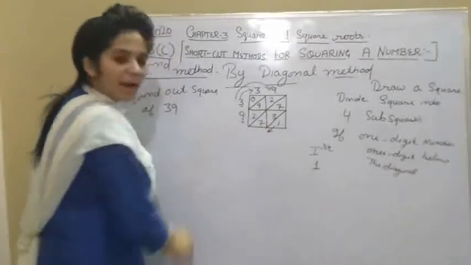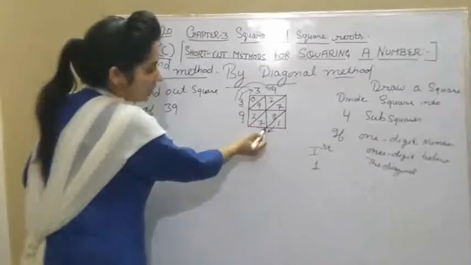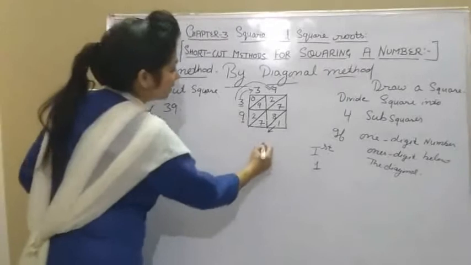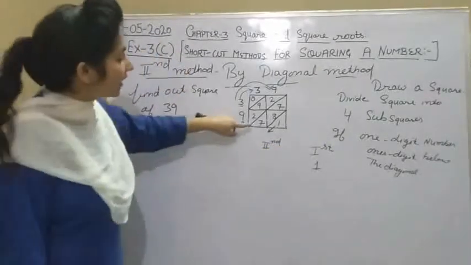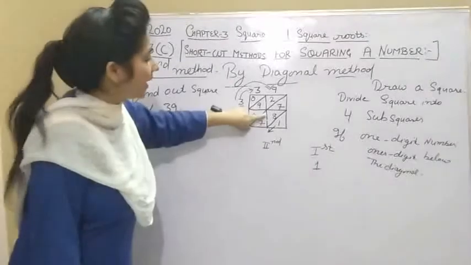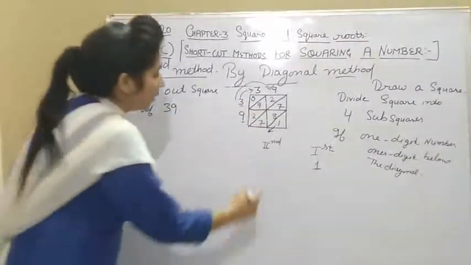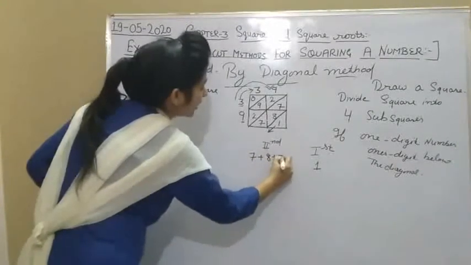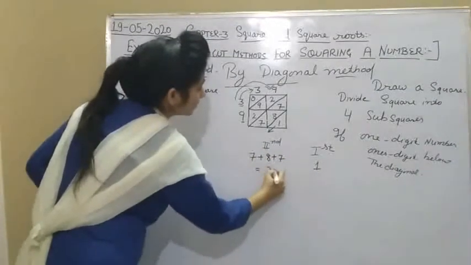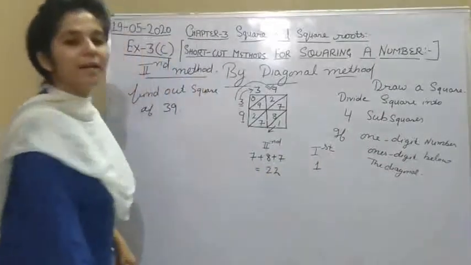Now above the diagonal, above the first diagonal, there are 3 digits, 7, 8 and 7. We will take the sum of all these 3 digits. That is equals to 22.